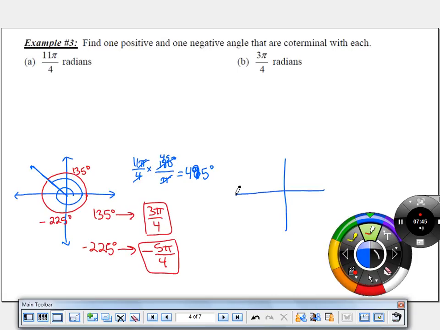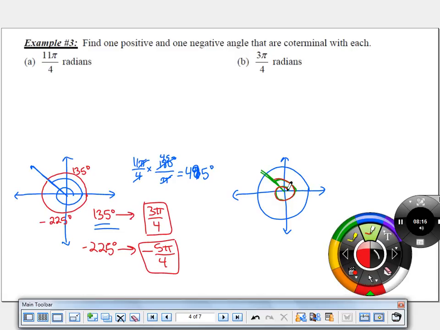So again, you have a couple choices here. You can convert it to degrees to see where that really is. Or we just saw that 135 degrees was 3 pi over 4. So they are referring to 135 degrees, which is here. Okay. So a positive coterminal angle, I can't use 135 because that's the same as 3 pi over 4. So to get a positive one, I'm going to go all the way around and then land there. Okay. So I'm going to do this.